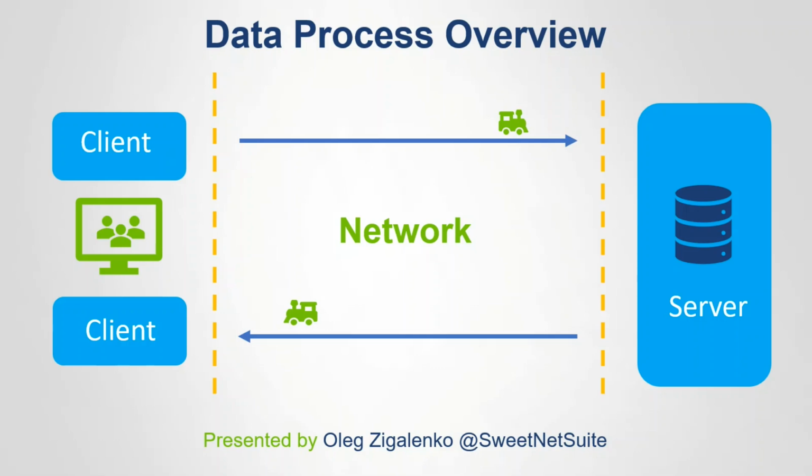Let's talk about the data process overview: how the data travels and where the issue can happen. NetSuite splits it up into three different places where the issue can happen, and once we figure out where, we can dig deeper and find out exactly what the problem is. So we have the client, the network, and the server.